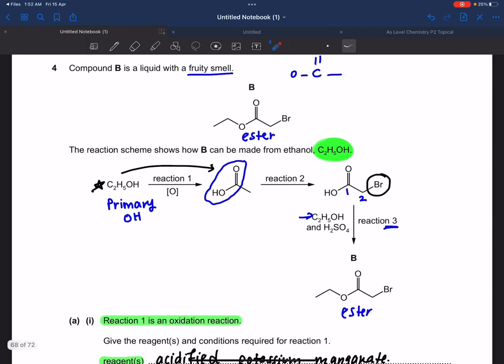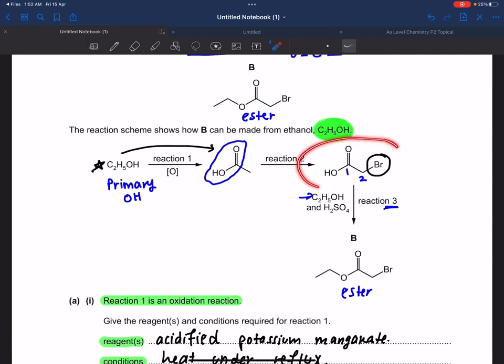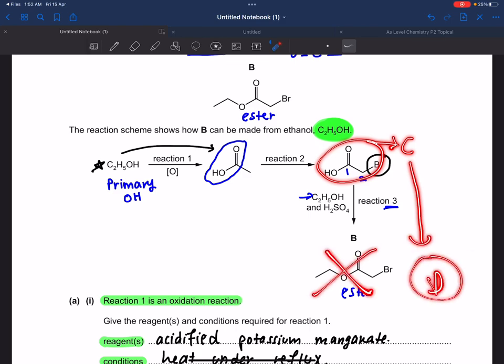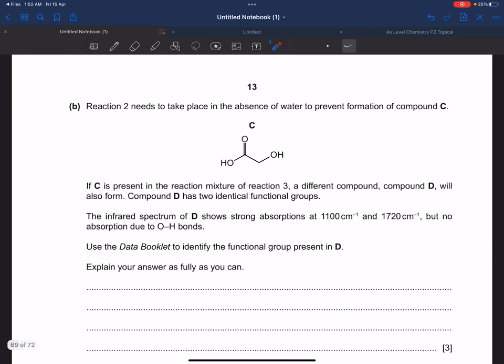So what he's saying is, if something else is produced here, maybe compound C, instead of this we get C, then in reaction 3 we won't get this, we'll get something else which is D. We don't know what is D. So D has two functional groups, identical functional groups. Okay, infrared spectrum of D shows strong absorptions at this range and at this range, but no absorption due to OH.